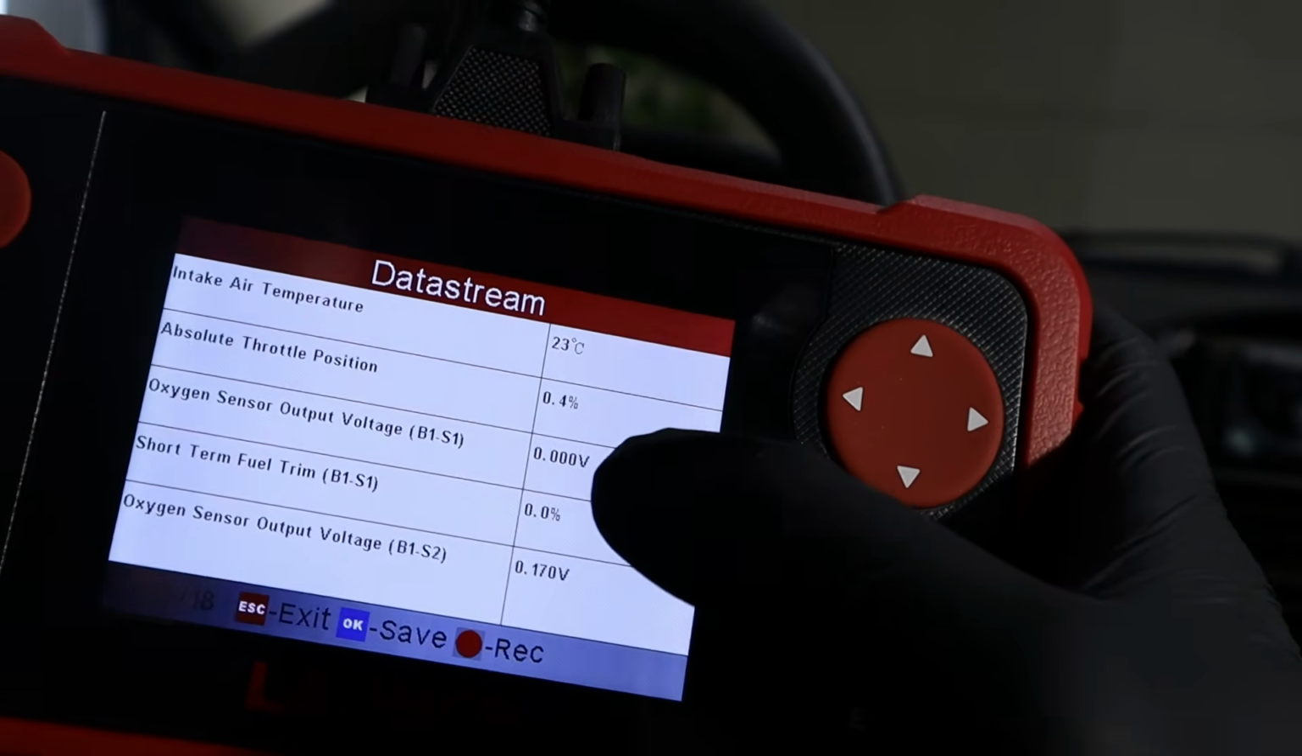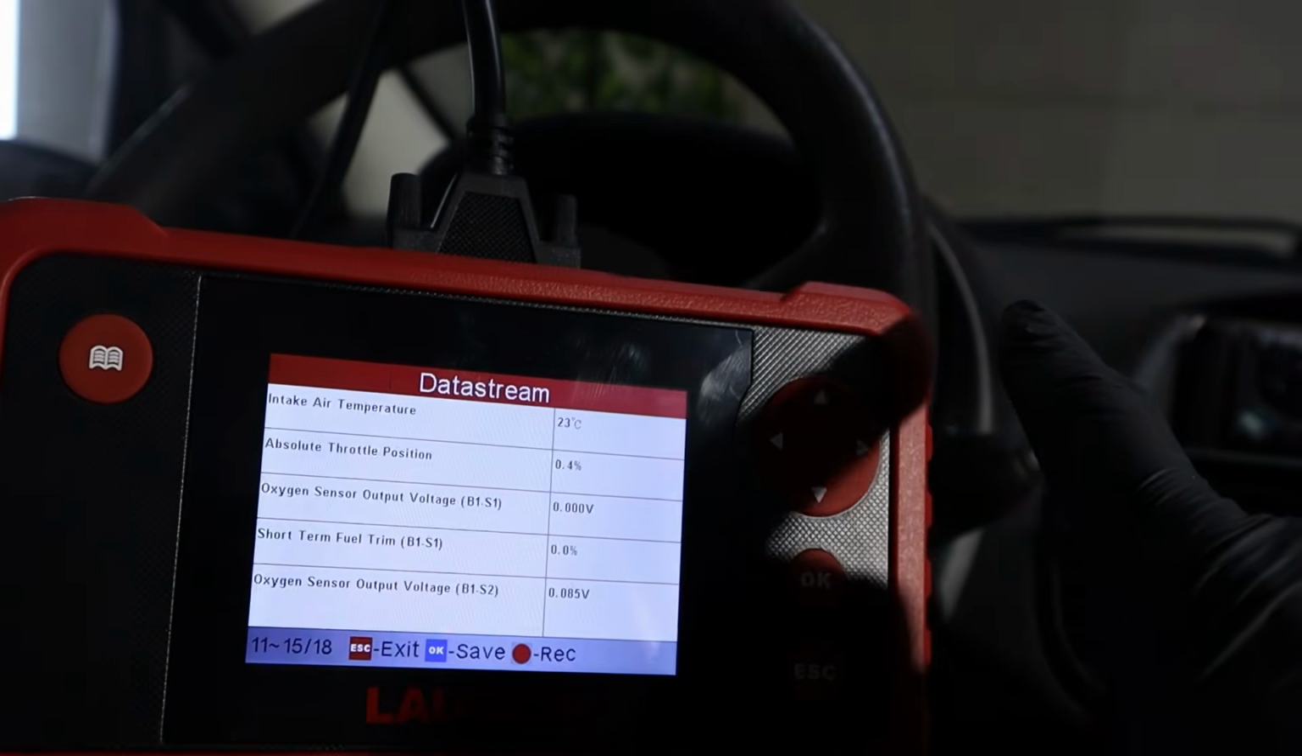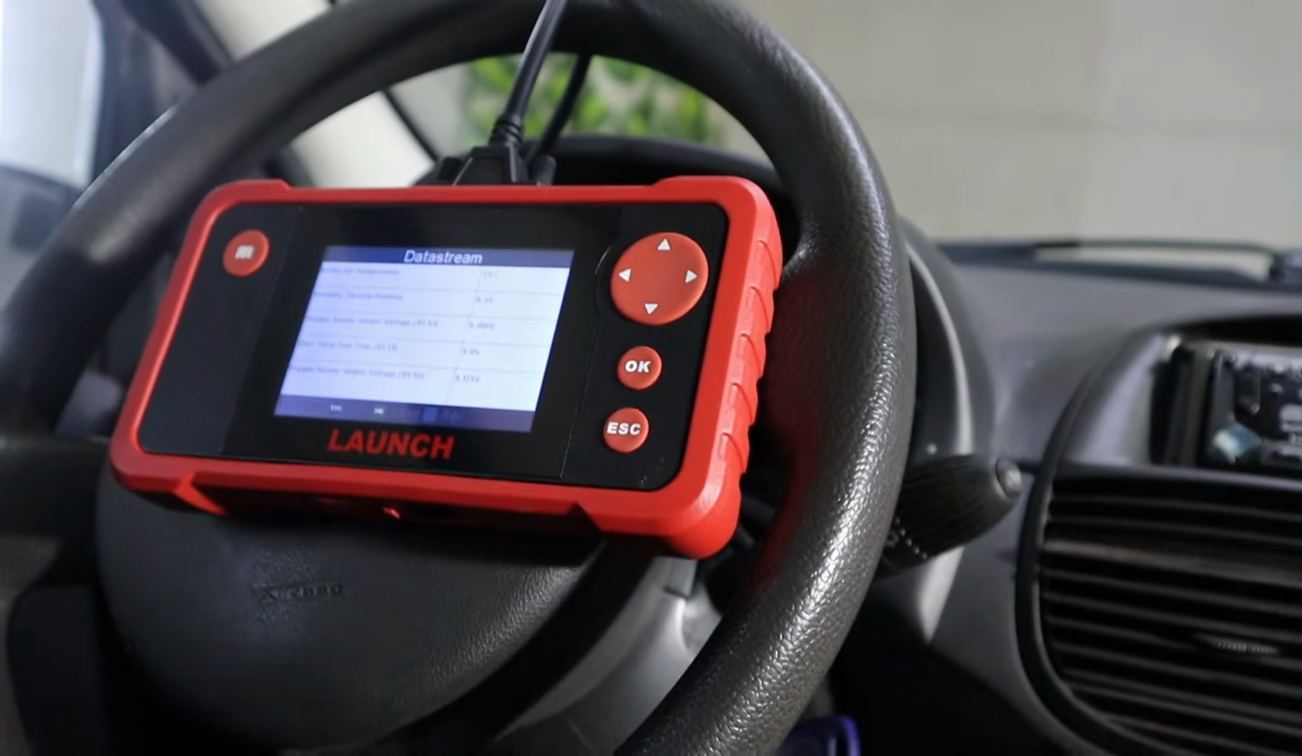Oxygen sensor output. Wait. I think I forgot to... Yes, I was unplugging the oxygen sensor. Wait, let me go under the hood.